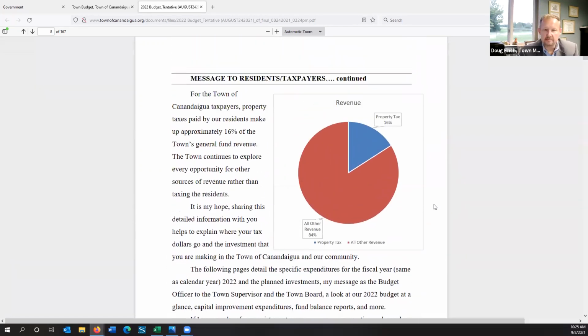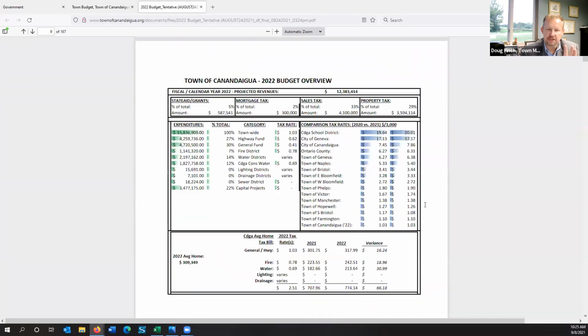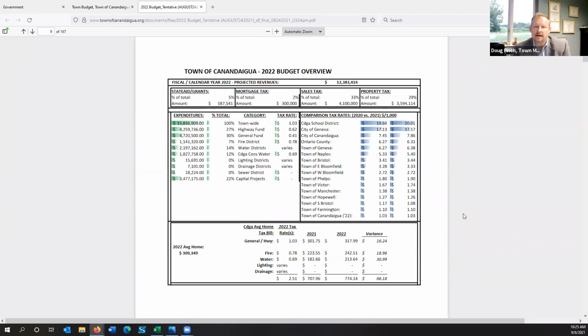So that is the message to taxpayers. Feel free to read that. That's on pages 5 through 8 of the tentative budget. And that really gives you a lot more detail in terms of how much it is and where it goes and those sorts of things. But again, it's 4% of the average home's tax bill in the Town of Canandaigua that goes to the Town of Canandaigua for the full operations of the Town of Canandaigua.